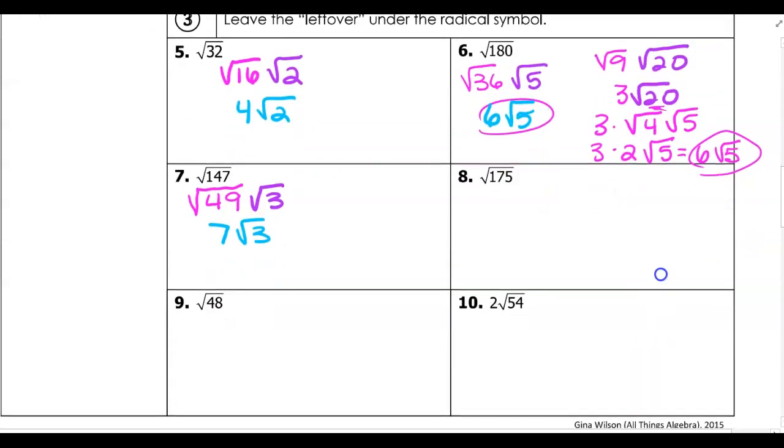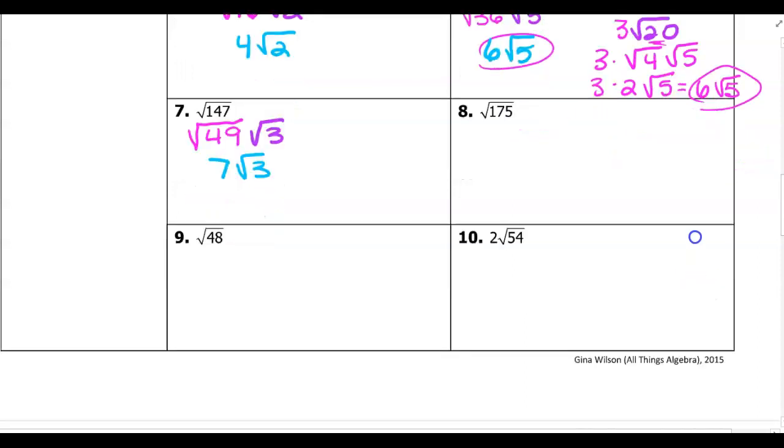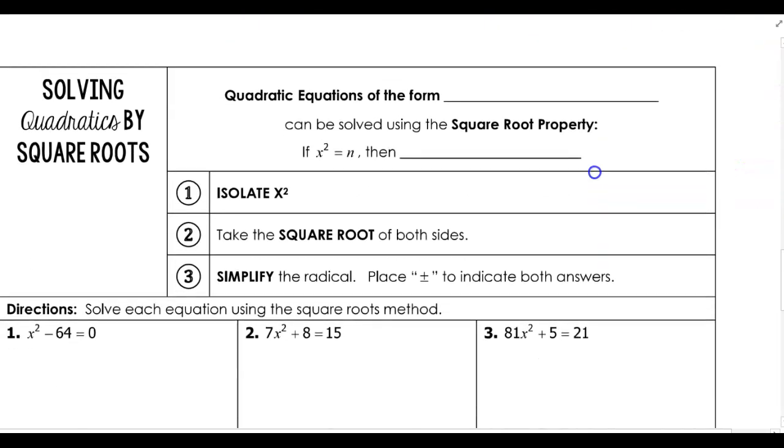I'll let you try 8, 9, and 10 on your own, and then you can check those completed notes to make sure you're doing things correctly.